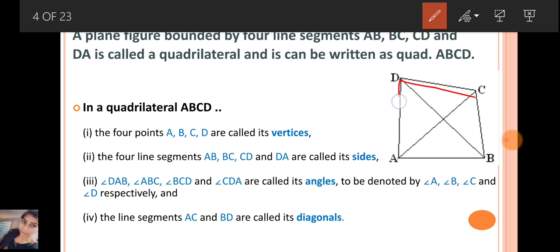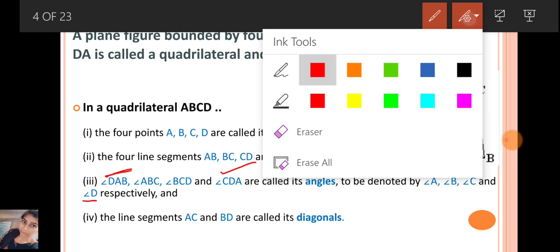Then it is CDE and this is also called angle D. You can either write angle A or angle DAB, that is the same. You can use both the names, but specifically try to use these names. It will be easy for you to understand it further.